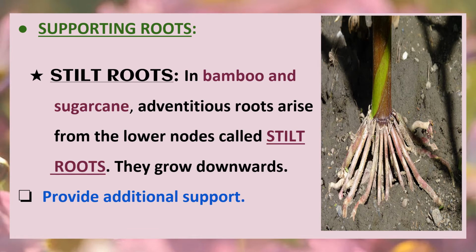Supporting roots. The supporting roots are of two types, stilt roots and prop roots. In bamboo and sugarcane, adventitious roots arise from the lower nodes, which are known as stilt roots. They grow downwards and they provide additional support to the plants. Students, you must remember, the function of stilt roots is to provide additional support along with the main roots.